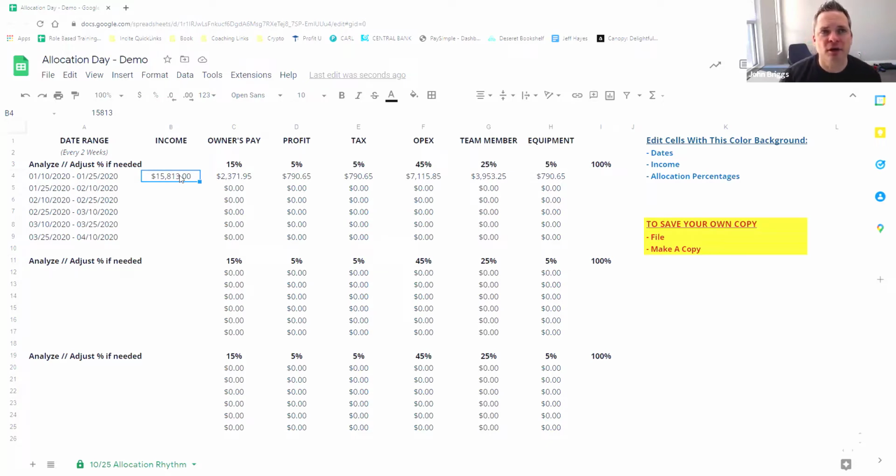Okay, so with this, now I have my percentages up here because they're built into the spreadsheet, and assuming these are accurate, I haven't changed anything. I am now going to transfer the money that's in my income account into these different accounts. By the end, my income account is going to be zero. So I'm going to put $2,300 into my owner's pay account, $790 in my profit account, $790 in my tax account, $7,100 goes in my OPEX, $3,900 into my team member account, and $790 into my equipment account.